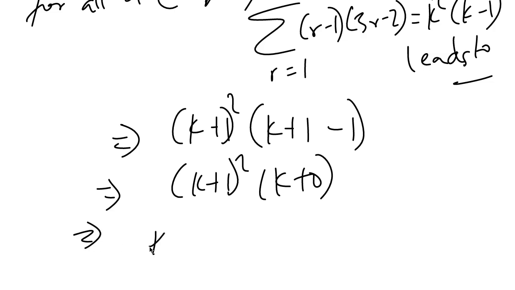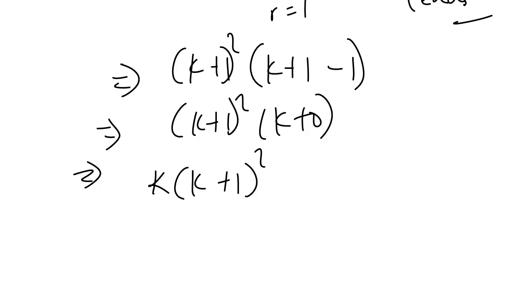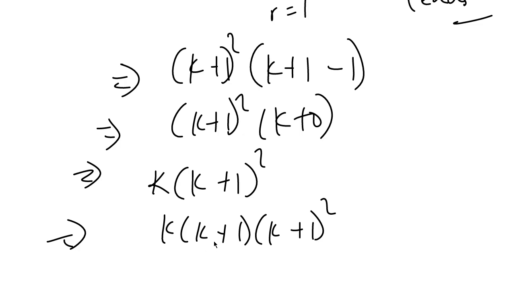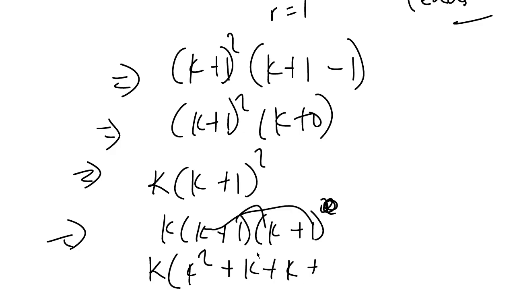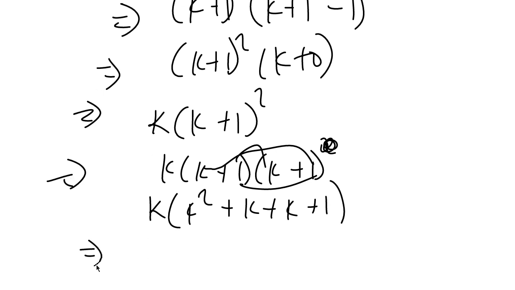Do you get? So that will be k into k plus 1 all squared. Then if you expand k plus 1 all squared, what will you get? Sorry, that's k plus 1 into k plus 1. That will be k into k times k is what? K squared, plus 1 times k, k, plus 1 times k, k, then plus 1 times 1, 1. Do you get? Which will now be equal to what?